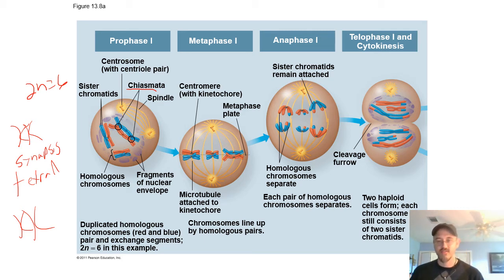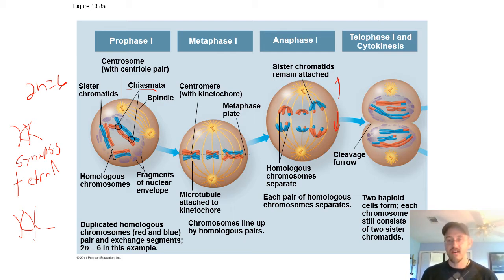Anaphase 1, tetrads separate, right? So homologous chromosomes separate, and some of them go up and some of them go down. Now, during this prophase and metaphase, crossing over has occurred, so there are pieces of this paternal chromosome stuck to this maternal chromosome and vice versa. So crossing over has occurred, something we had not seen before.